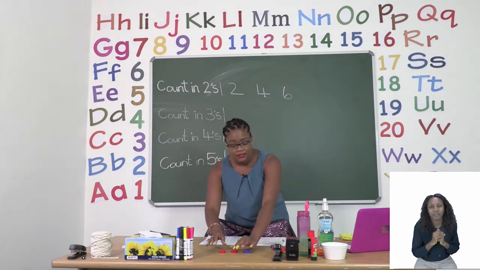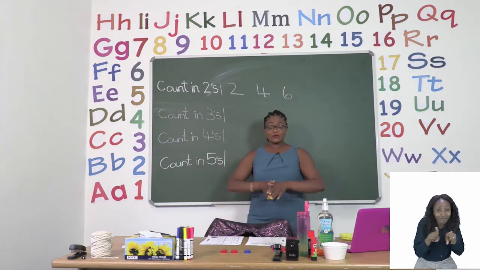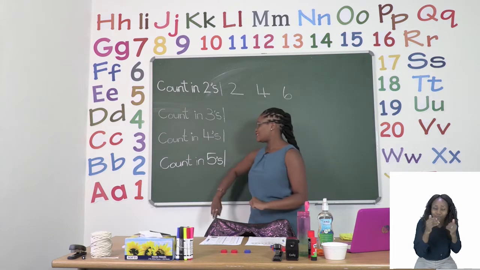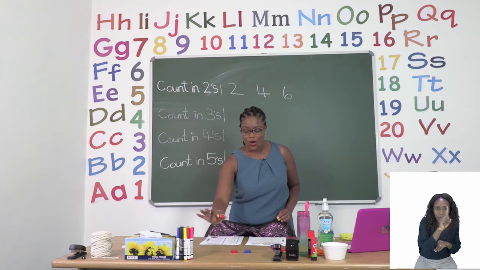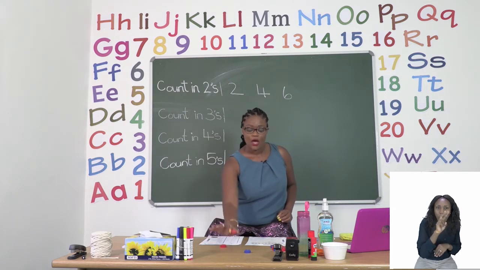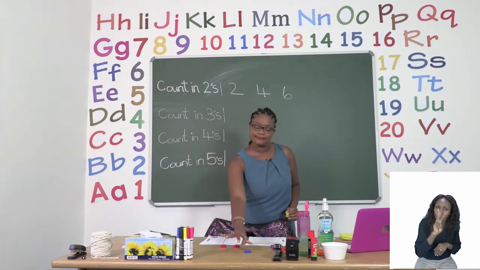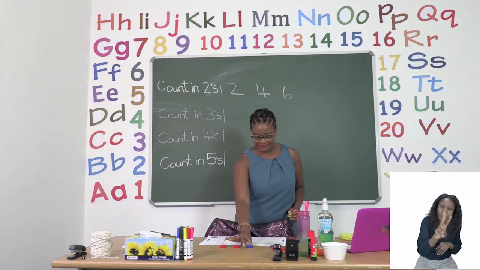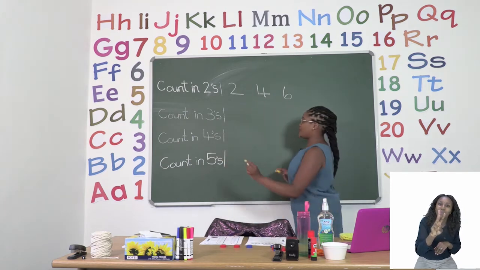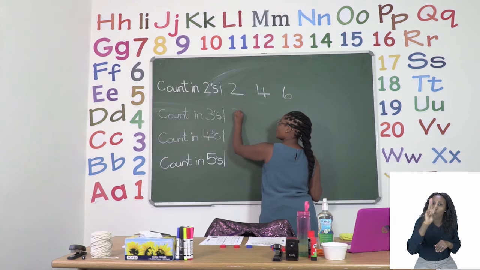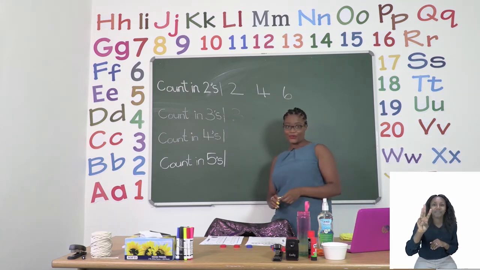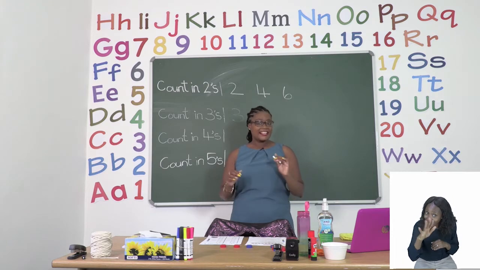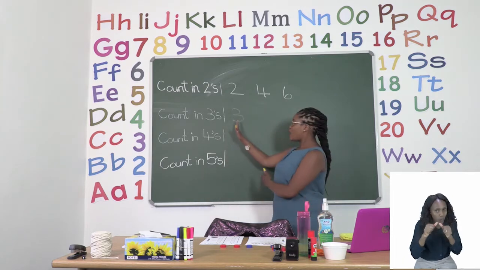So we are going to start just like how we started with twos. We're going to start from the beginning, which is our number 1. So we're going to say 1, 2, 3. So the first number we are going to write is 3. Did you write your 3? Well done. Let us now continue.